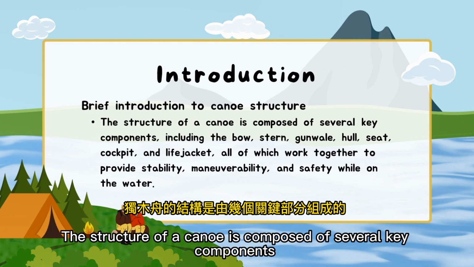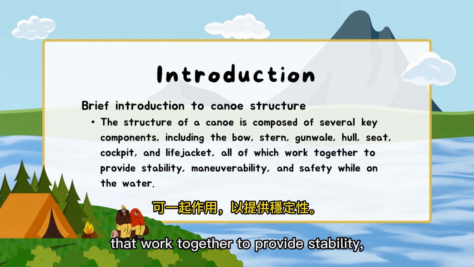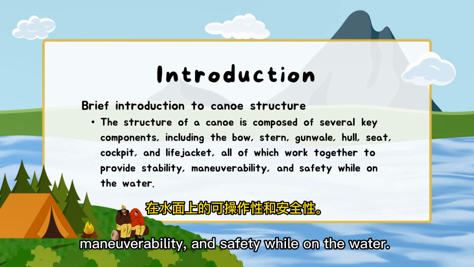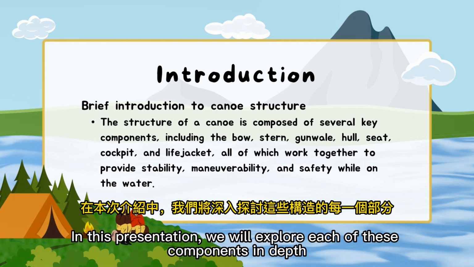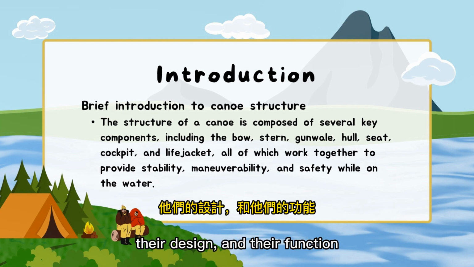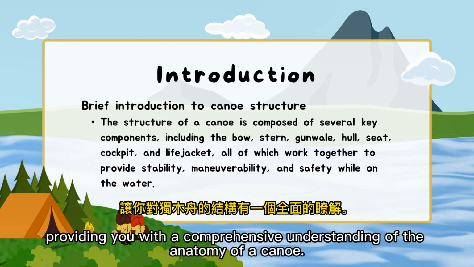The structure of a canoe is composed of several key components that work together to provide stability, maneuverability, and safety while on the water. These components include the bow, stern, gunwale, hull, seat, cockpit, and life jacket. In this presentation, we will explore each of these components in depth, their design, and their function, providing you with a comprehensive understanding of the anatomy of a canoe.